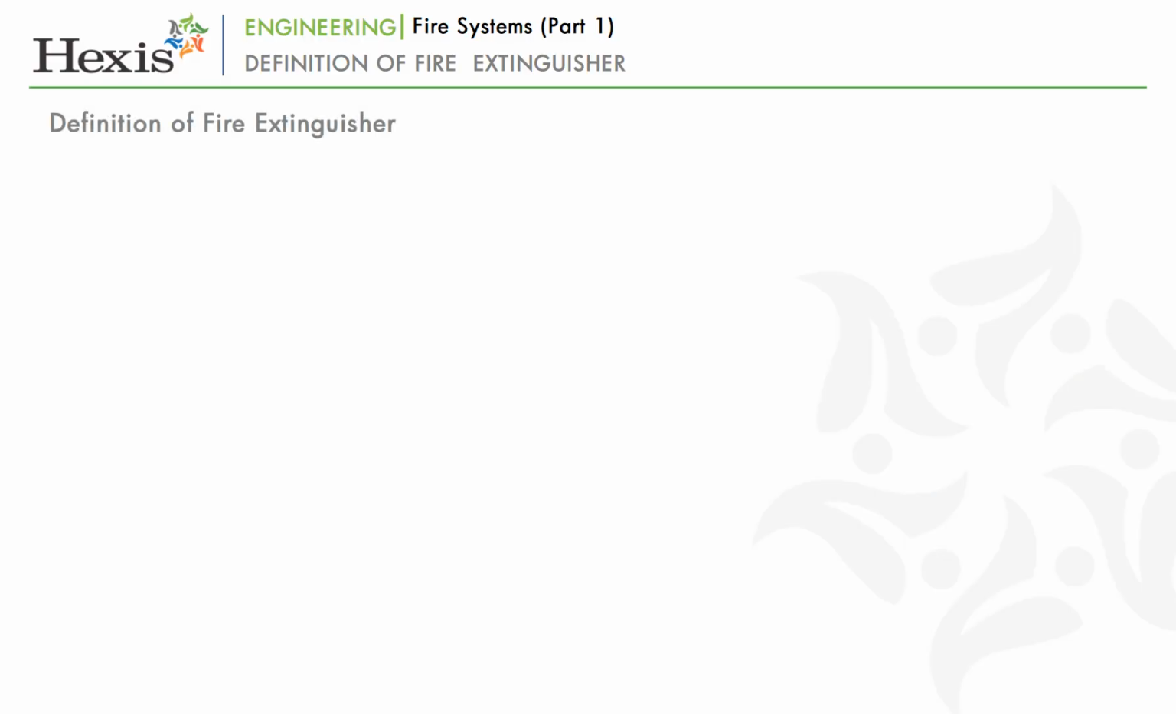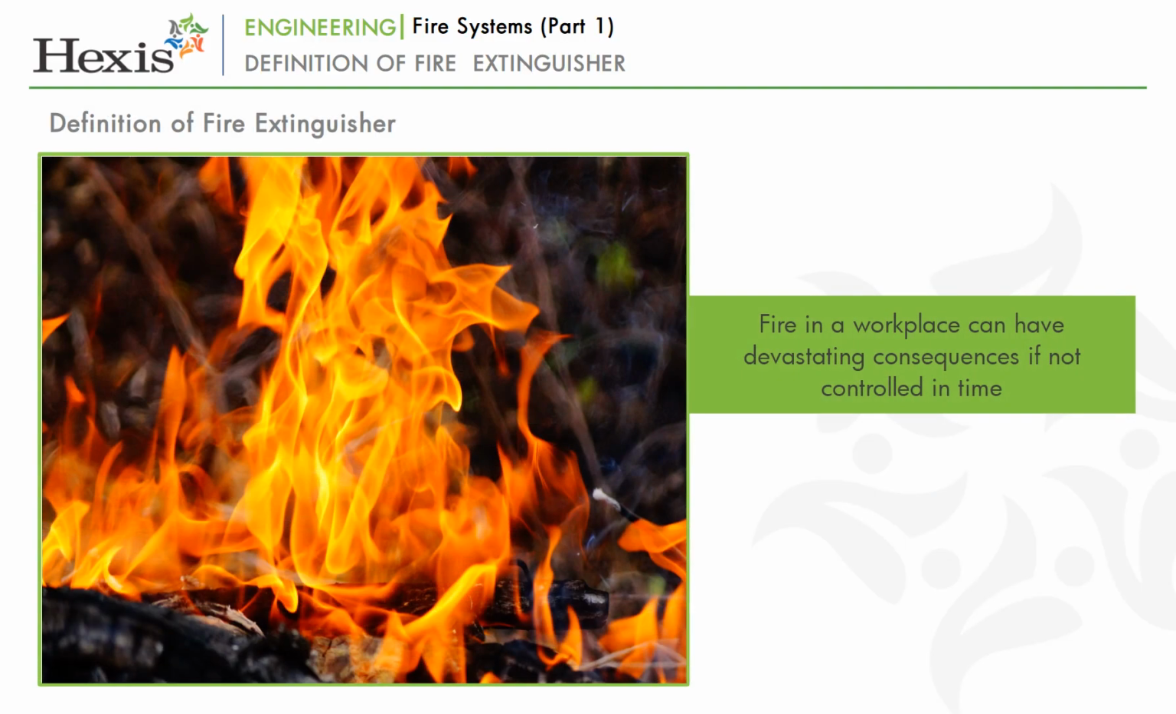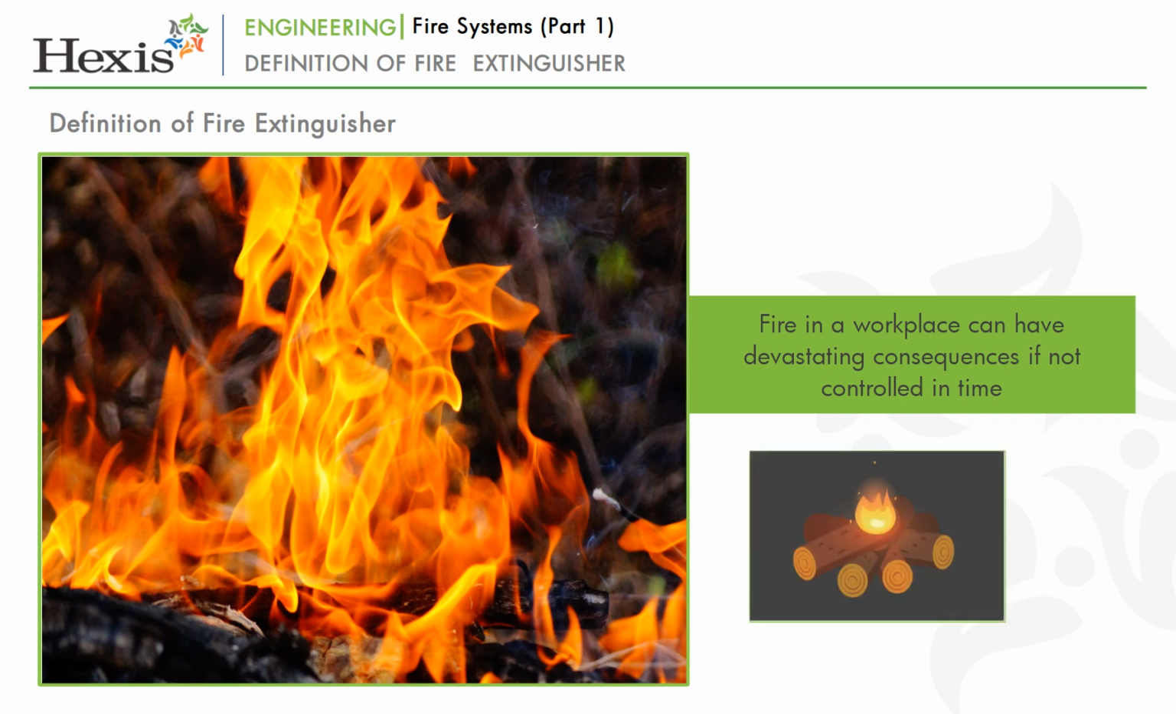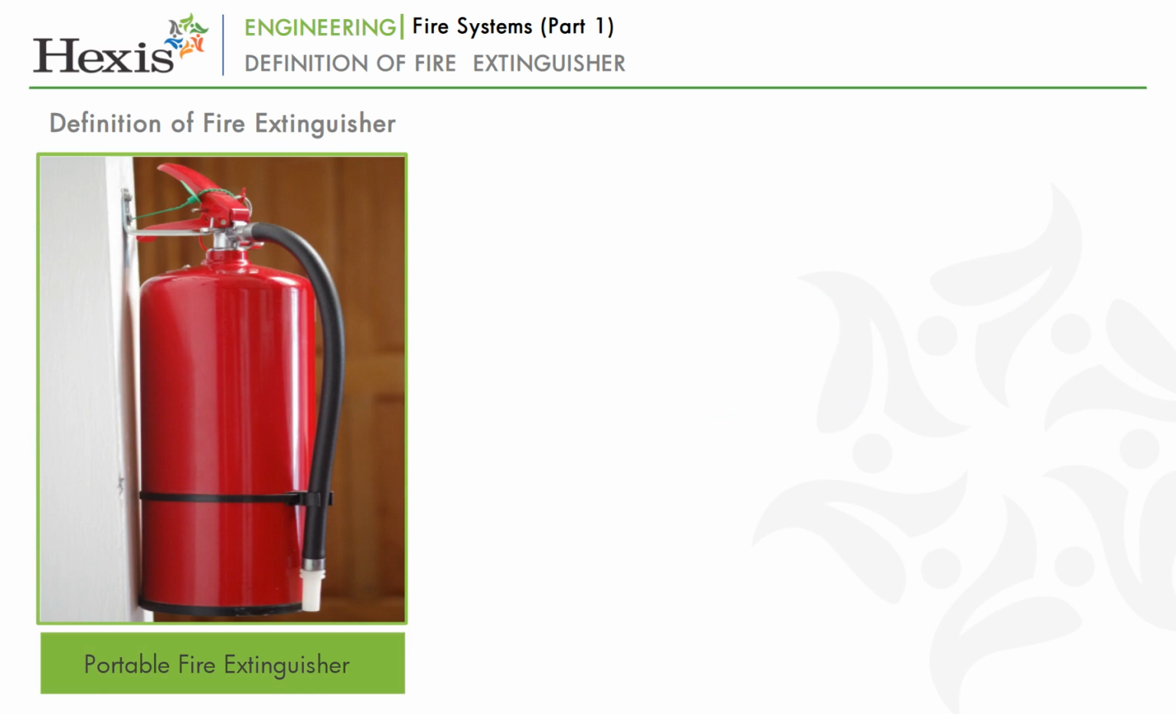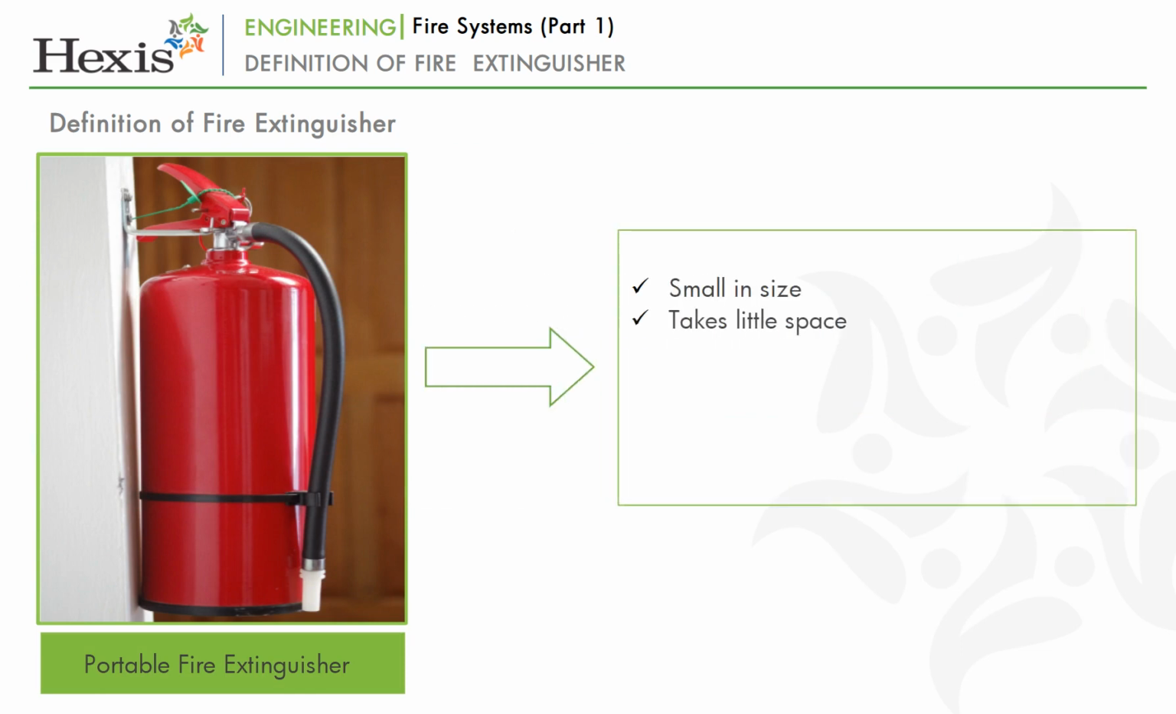As we have seen, a fire in a workplace can have devastating consequences if not controlled in time. We have also learned that the fire is easiest to control when it is just starting. Hence, it is evident that some means of extinguishing the fire available close by can facilitate control of fire. Portable fire extinguishers serve this purpose. Because of their small size, they can be placed at multiple locations without taking up too much space.